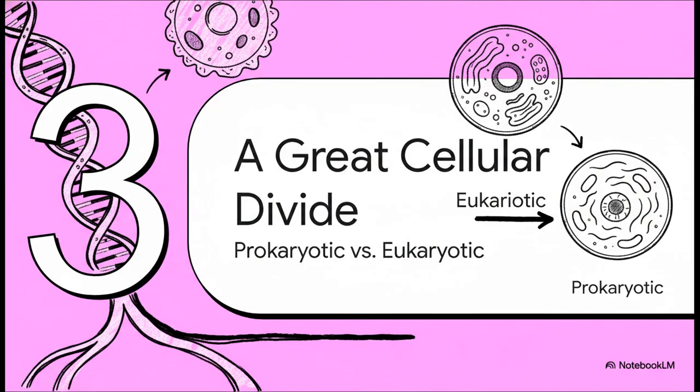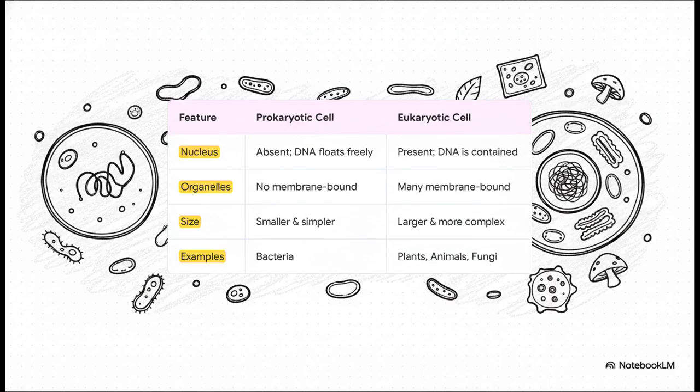Now check this out. It's how a cell stores that precious DNA blueprint that creates the first huge split in the tree of life. It separates all cells into two major categories. And this table just lays it out perfectly. On one side, you have prokaryotic cells, like bacteria. They're simpler, smaller, and their DNA just kind of floats around freely inside. Then you have eukaryotic cells, the stuff that makes up plants, animals, you, and me. These are way more complex, and they keep their DNA tucked away safely inside a special compartment called the nucleus.